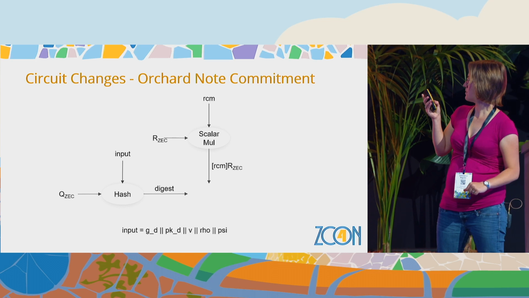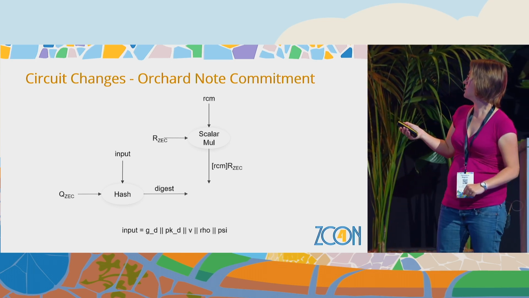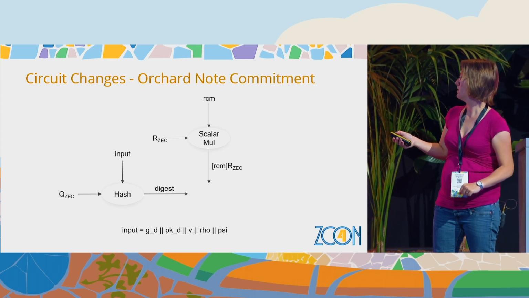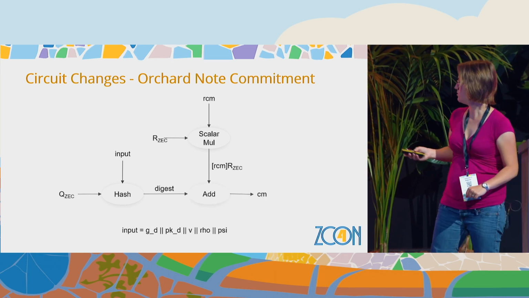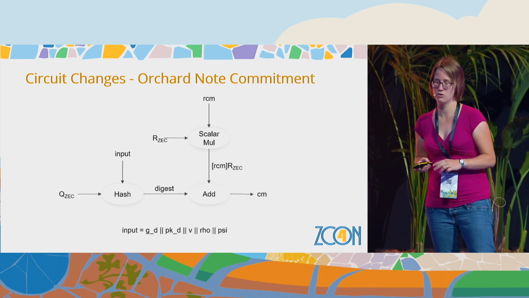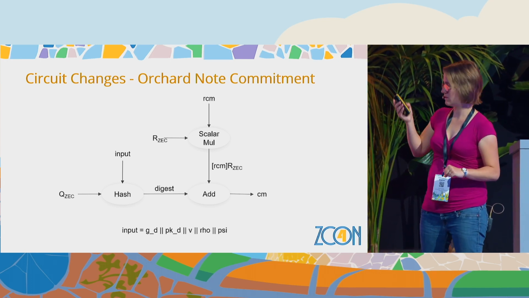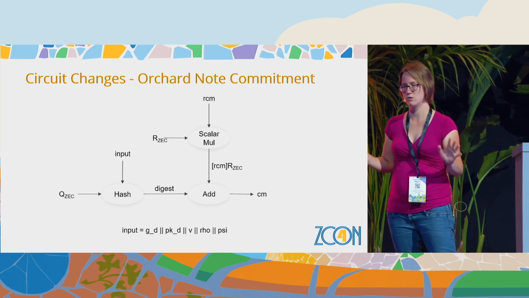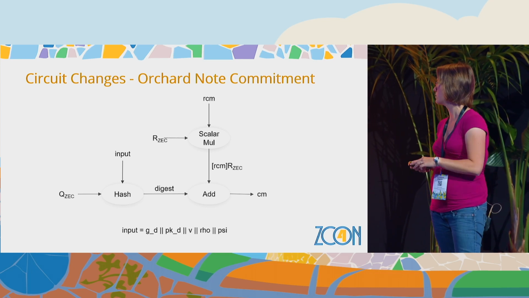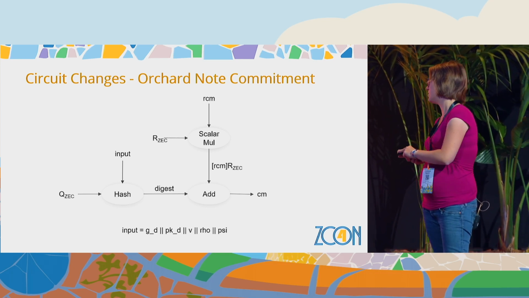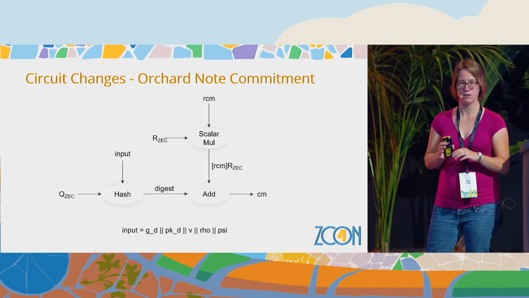Then we will evaluate a blinding factor, which is equal to the scalar multiplication between a witness RCM and a public input RZEC. And finally, we have to add the digest and the blinding factor to obtain the note commitment. Here, QZEC and RZEC are the same point for all note commitments, and they are public. And input and RCM are private inputs. And in the implementation, hash, scalar multiplication, and add are gates in Halo2.